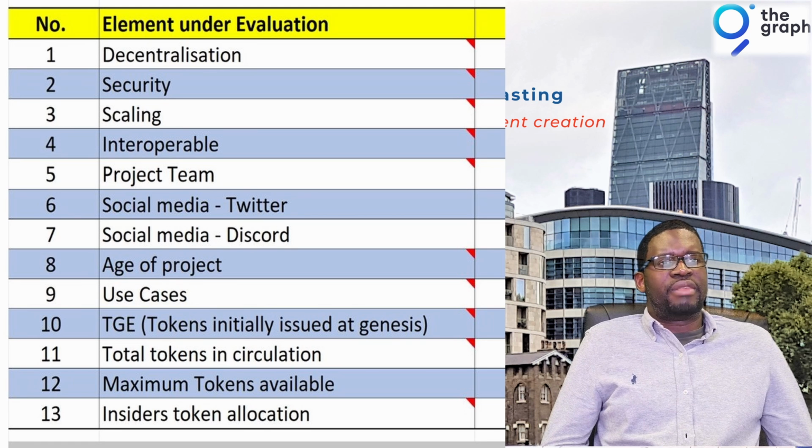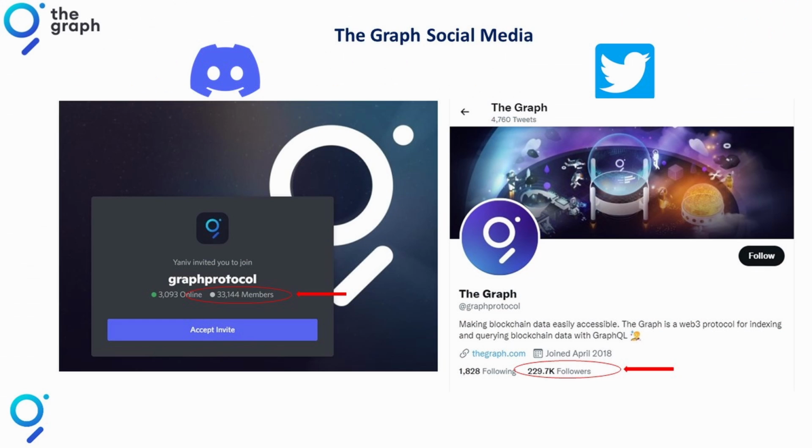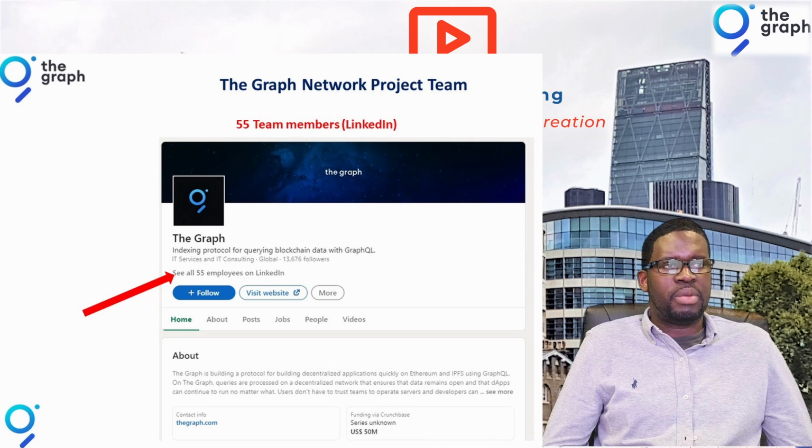So on social media via Twitter, the Graph has got 229,700 Twitter followers. Discord, it's got 33,100 Discord members. Project team, there are at least 55 team members based on what information we found via LinkedIn. I'm also aware that that might not be all because some team members might not be on LinkedIn.